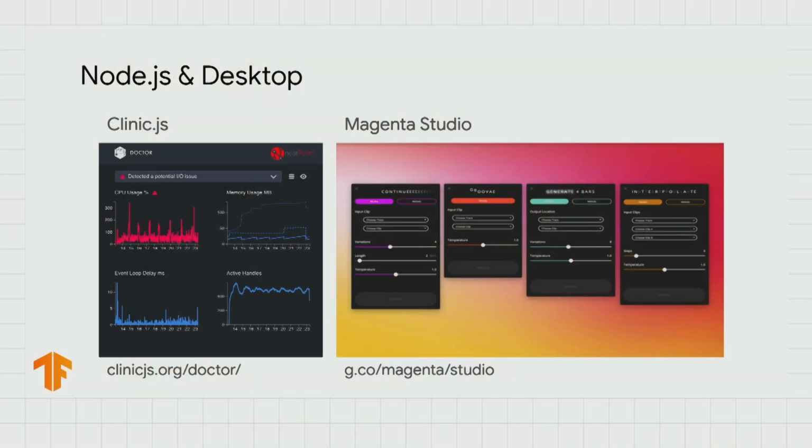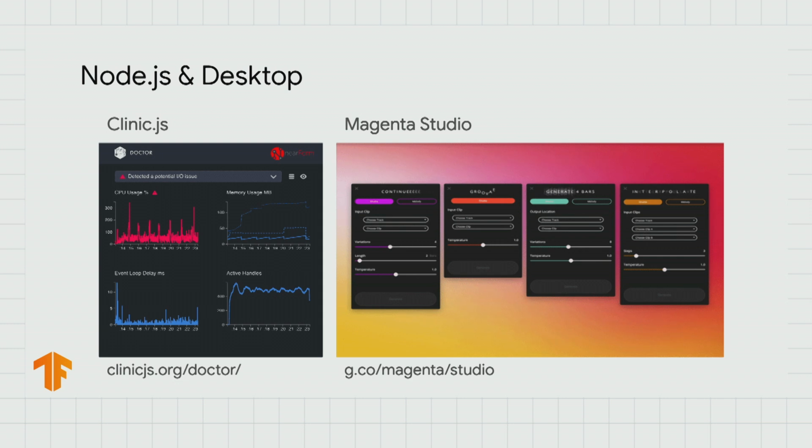On the desktop side, especially with Electron, I want to showcase two examples. Clinic.js is a desktop application that allows you to monitor your Node.js application for CPU cycles and memory usage, and they actually use a TensorFlow.js model with the power of machine learning to distinguish between memory used by the kernels of Node.js itself versus your user app.